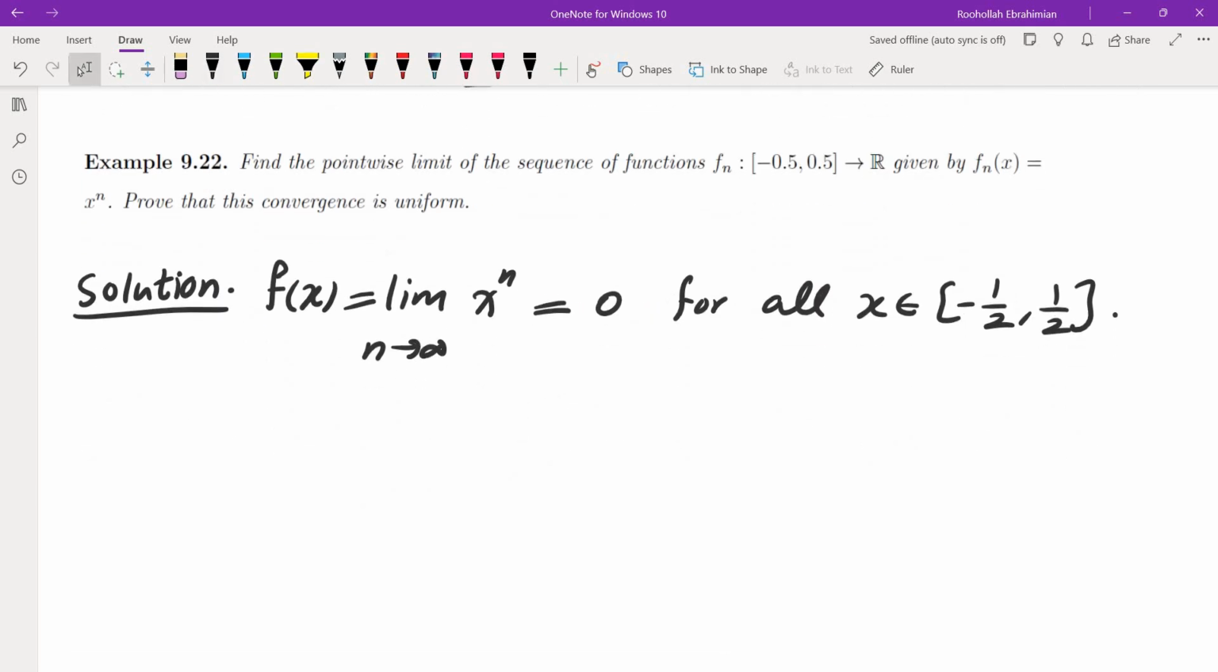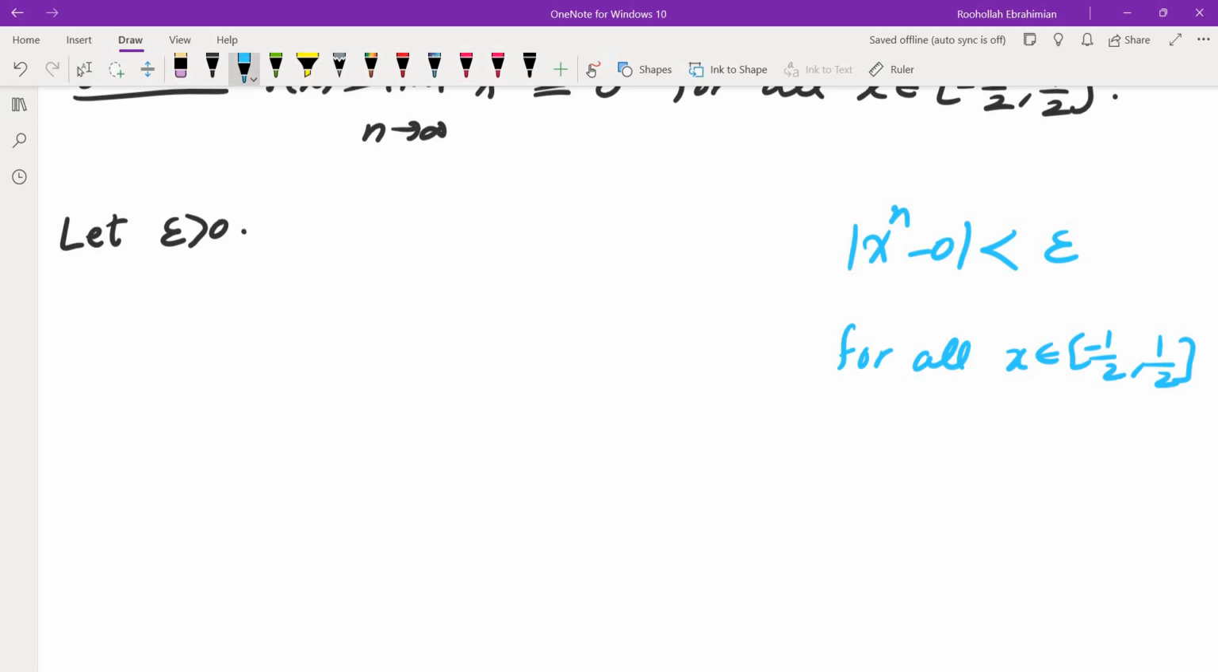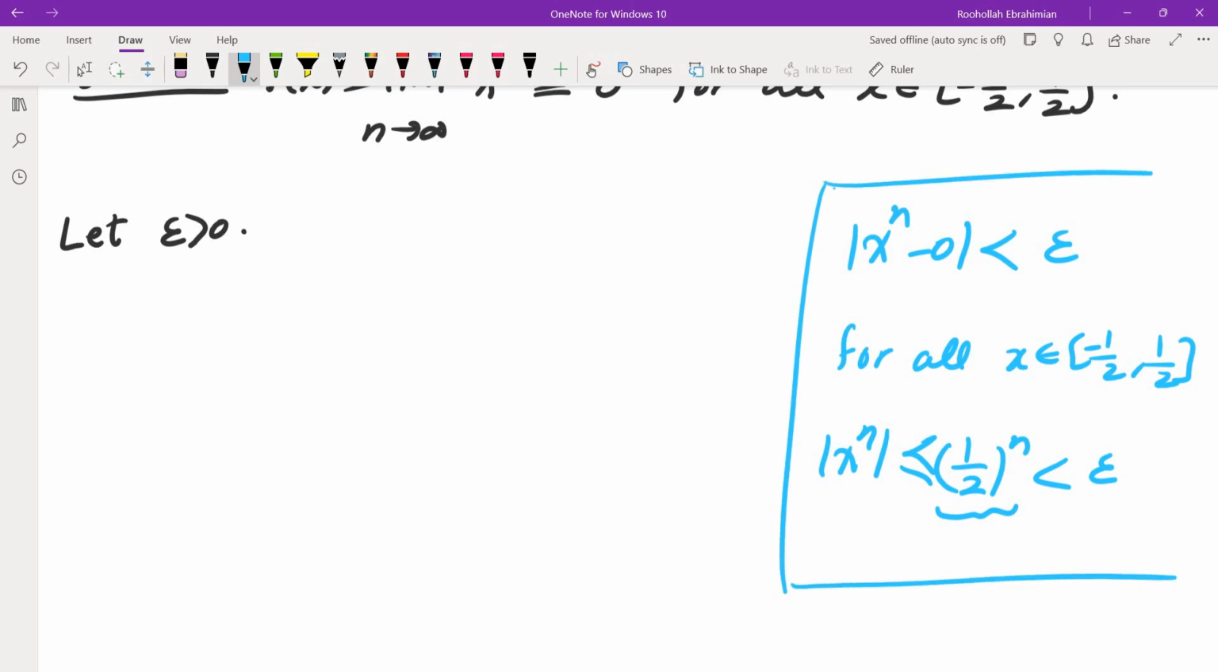So now we're going to have to show that the convergence is uniform. So let epsilon be positive. We will have to find some capital N such that the difference between x^n and 0 is less than epsilon for all x inside the interval. So this is what we need to do. If you look at the absolute value of x to the power of n, that's less than or equal to 1/2 to the power of n. And we can make this less than epsilon. How? We know 1/2 to the power of n approaches 0. So we're going to use that.